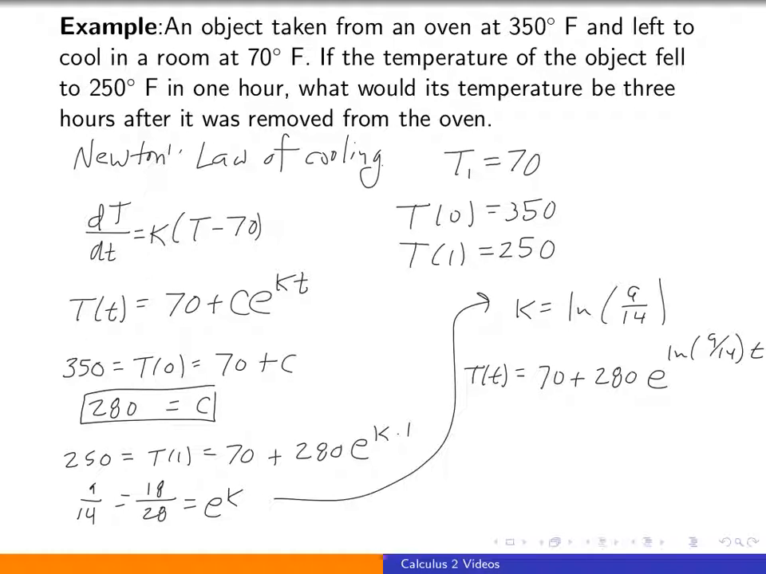What we would like to know is what the temperature will be after 3 hours. Now we can simply plug in 3 and evaluate in our calculator. So 70 plus 280 e to the natural log of 9 over 14 times 3. If we plug this into a calculator, it's approximately 144.4 degrees.